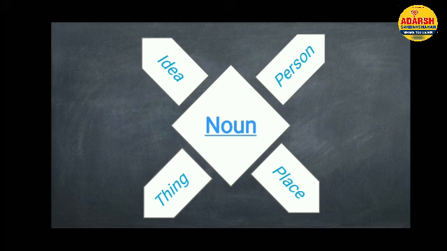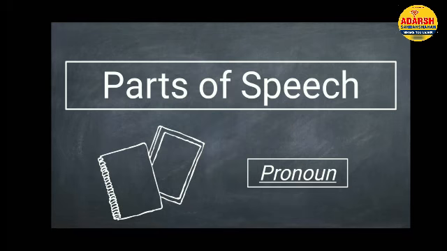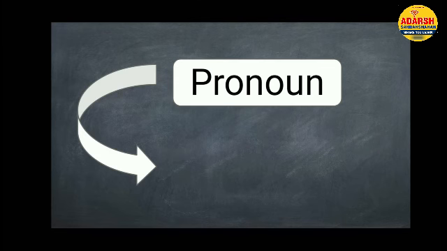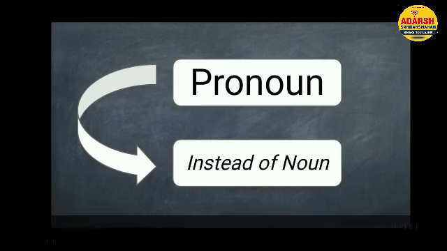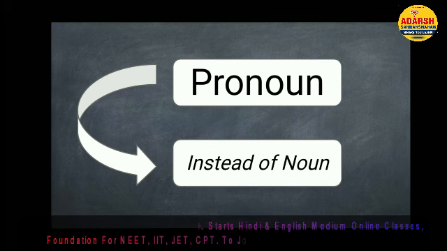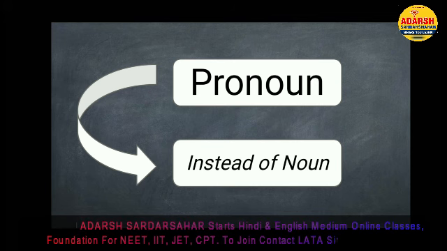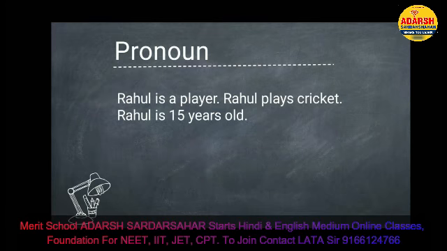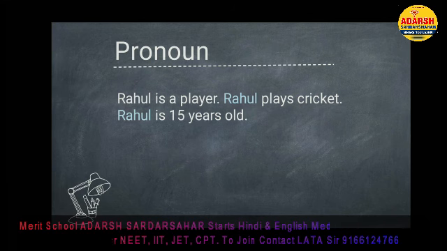Now let's look into the next part of speech, which is pronoun. A pronoun is a word used instead of a noun. Now you might be thinking that we already have a noun, then why do we need a pronoun? Let's understand why they are needed with an example. Rahul is a player. Rahul plays cricket. Rahul is 15 years old. Here we use the noun Rahul 3 times, which is hard to read and write. So let us change this sentence using the pronoun he.